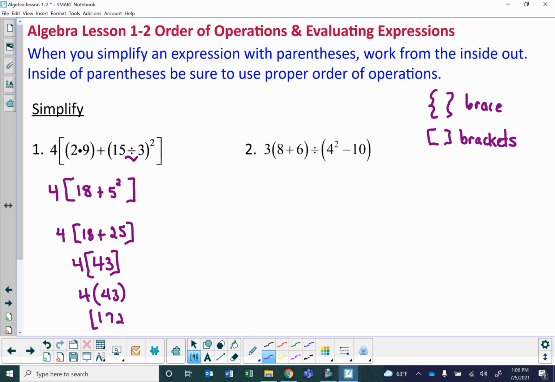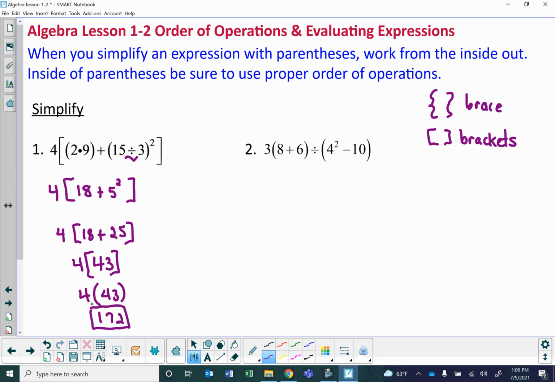And again, I will box my final answer. Notice how I worked vertically down the page, step by step. If you show me your steps, I can normally figure out where you went wrong if you have an incorrect answer. So the more work you show me, the more I can figure out where you've gone wrong. Let's look at number 2 here.